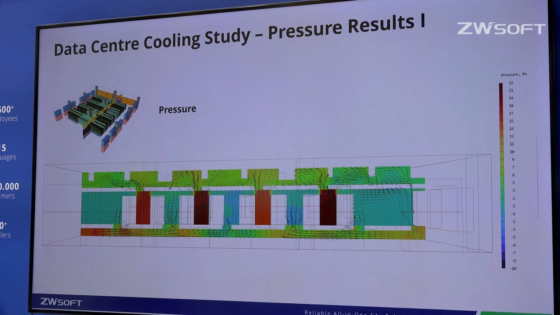Each of the pair of rows of racks is exhausting into the same aisle, and when one tries to force a lot of air into the same space, the pressure increases a little bit like when you're blowing up a balloon. So we see here that there are also some rotating regions under the ceiling. So now let's take a quick look at the temperature.